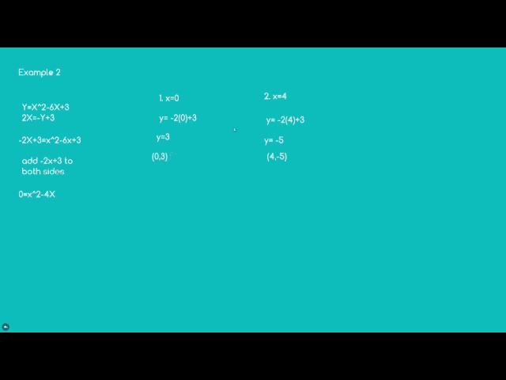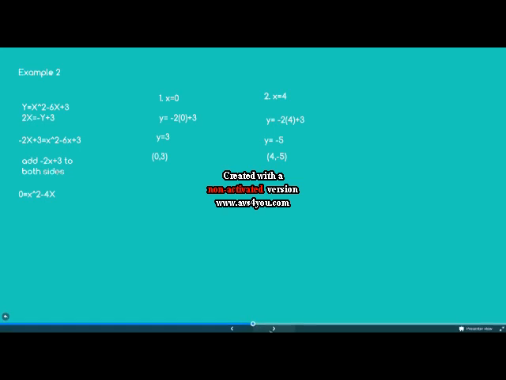And now for your second solution, x equals 4. What you do for this one is y equals negative 2, and then for the x on this one, you put 4, plus 3, which comes out to be y equals negative 5. So your point is going to be 4, negative 5, and those are your 2 points. Alright, let's start with example number 3.